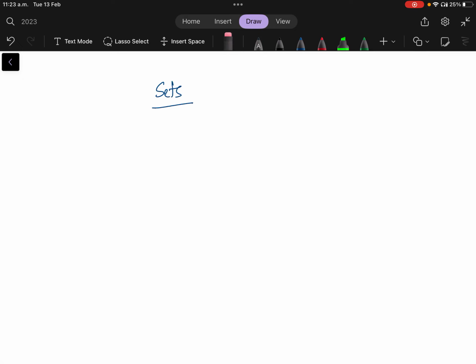Let's learn about sets. A set is a collection of well-defined objects. Suppose I write A as 1, 2, 3, 4 and 5. I can say that set A is a set of natural numbers less than or equal to 5. So I should be able to explain what it is.